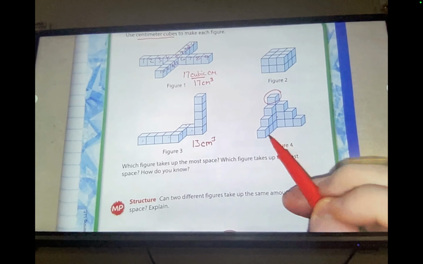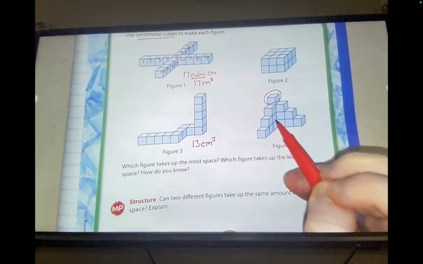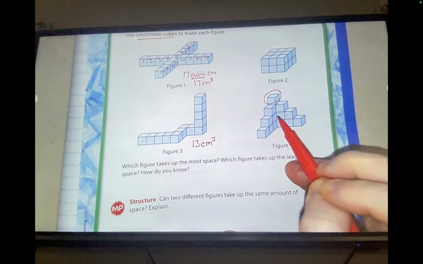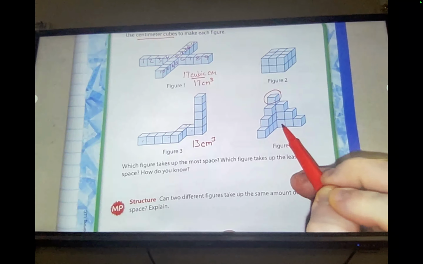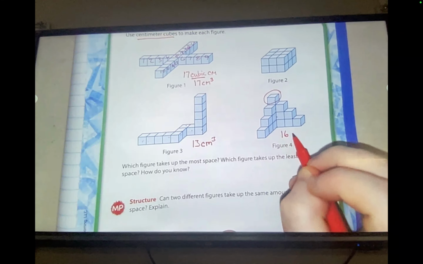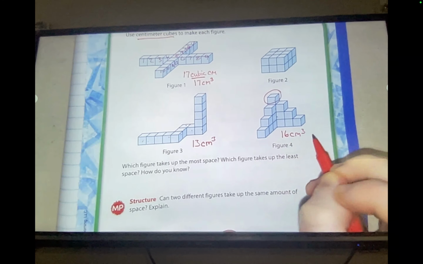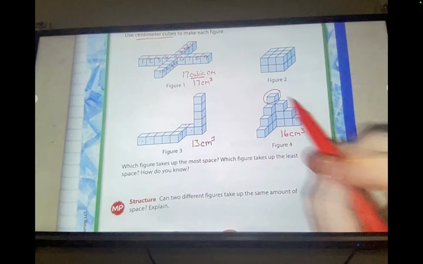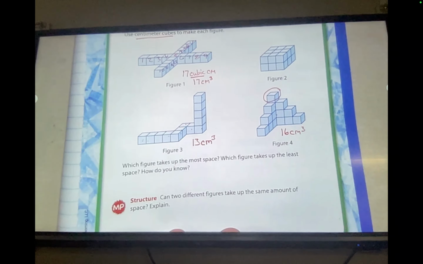So for this one, like I said, 1, 2, 3, 4, 5, 6, 7. Remember, count the ones that are underneath it. 8, 9, 10, 11, 12, 13, 14, 15, 16. So this one would be 16 centimeters cubed. But some people might put 13 centimeters cubed because they're missing the ones that are there.